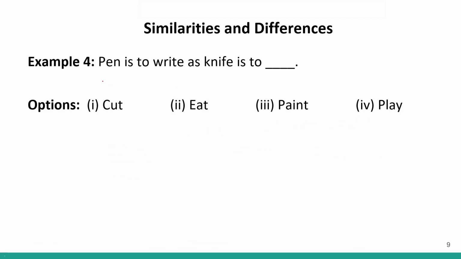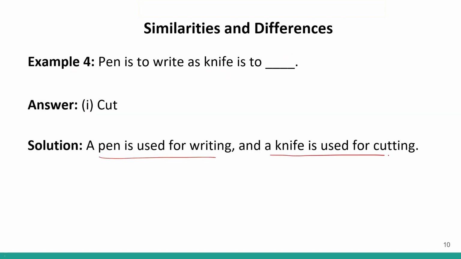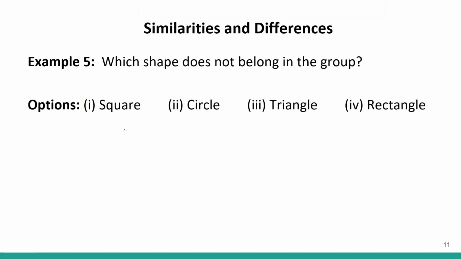Okay? Now, example number 4. Pen is to write as knife is to what? So you know that pen is used for writing or used to write. Similarly, knife is an object that is used to do what? It is used to cut. So our answer will be option number 1, cut. Clear? So a pen is used for writing. Similarly, a knife is used for cutting. Hence, option number 1, cut, is our answer.